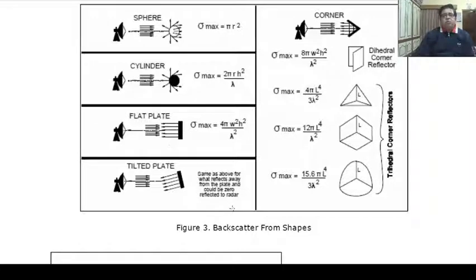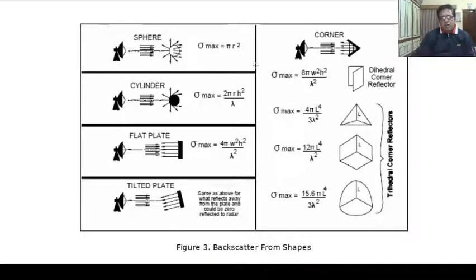Backscatter from shapes. Different shapes: sphere pi r squared, cylinder, flat plate, tilted plate we have already seen. This is a corner. If dihedral corner reflector, then sigma maximum is 8 pi w squared h squared upon lambda squared. And if trihedral corner reflectors, then for this shape sigma is 4 pi l to the fourth upon 3 lambda squared, for this shape sigma maximum is 12 pi l to the fourth upon lambda squared, and for this shape sigma maximum is 15.6 pi l to the fourth upon lambda squared.